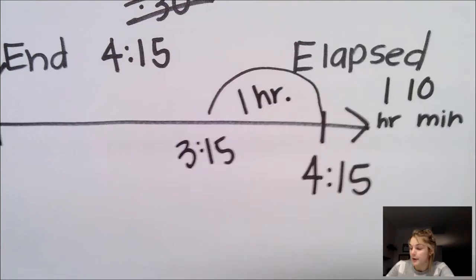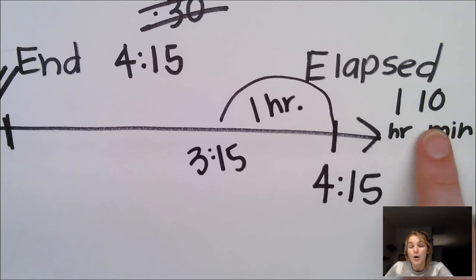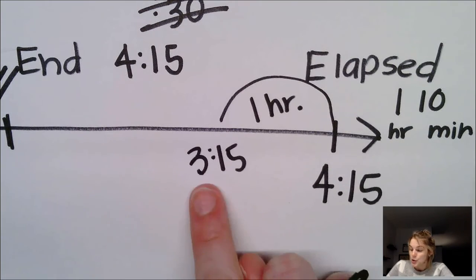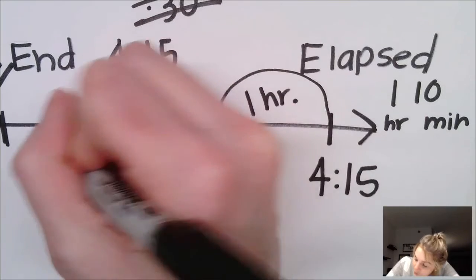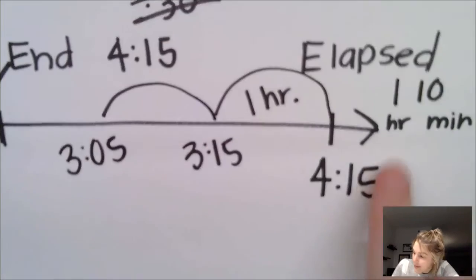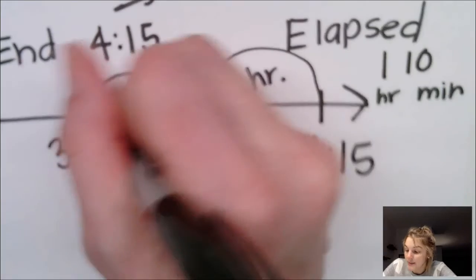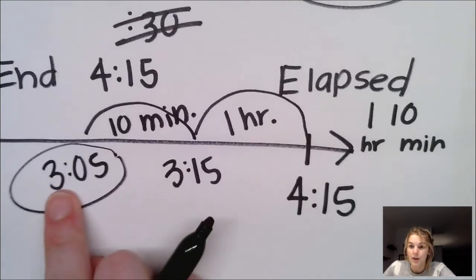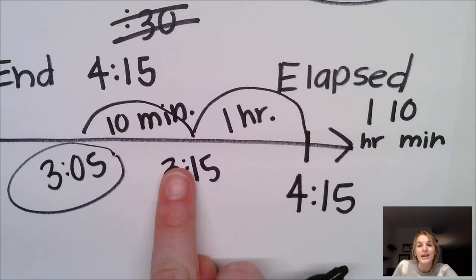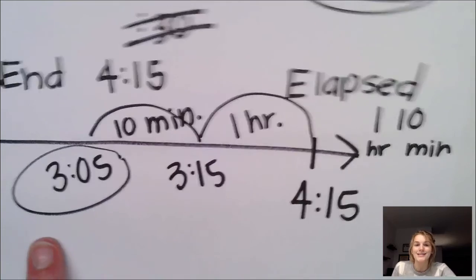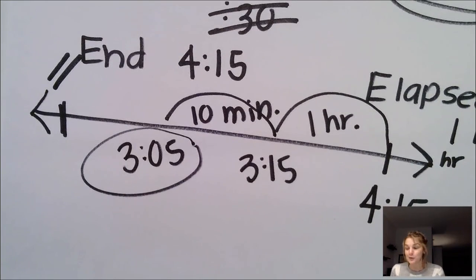1 hour. Now I know that I need to go back 10 minutes. So 3:15 minus 10 minutes, so 15 minus 10, that is 3:05. 10 minutes. So let's make sure this is right. Let's make sure I started my homework at 3:05. So 1 hour went by, we have that, and then 10 minutes, 1 hour and 10 minutes. That gets us to the start time of 3:05.